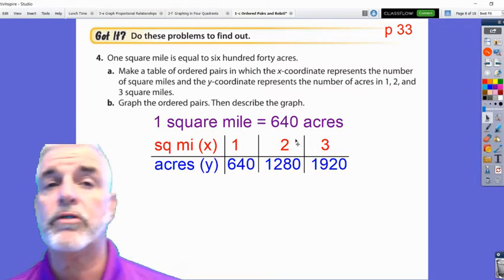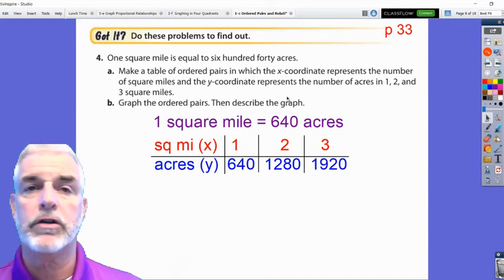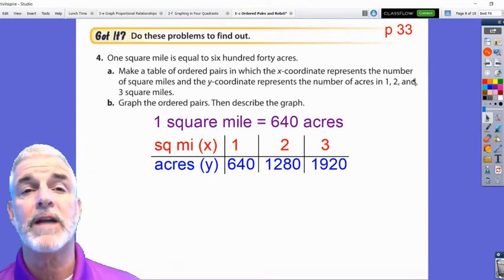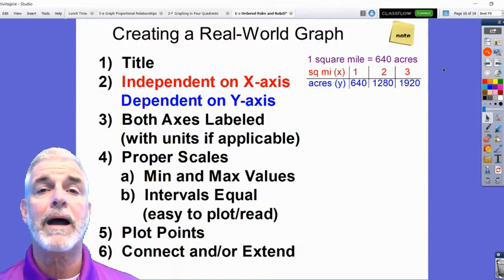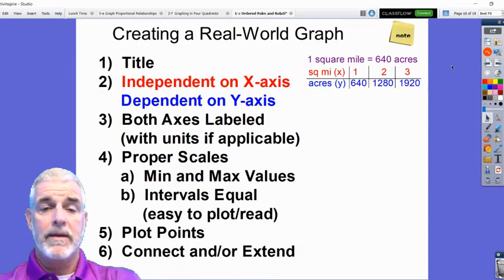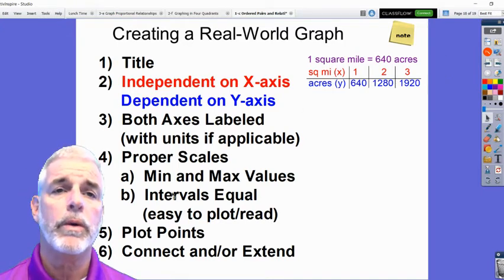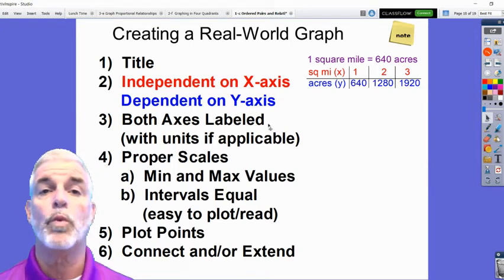Now you're starting from scratch, right? They didn't give you a graph here to do. Okay. So you have to make the graph from scratch. And there's some things that are important in making real world graphs. And so that's what we're going to talk about here. The key pieces of creating a real world graph. Real world graphs require all of these things. We will go through each of these things one at a time.